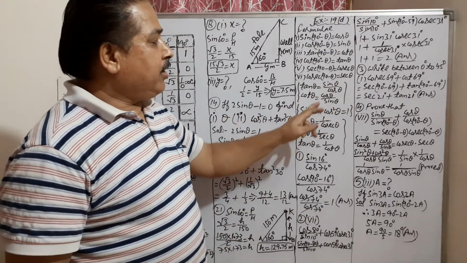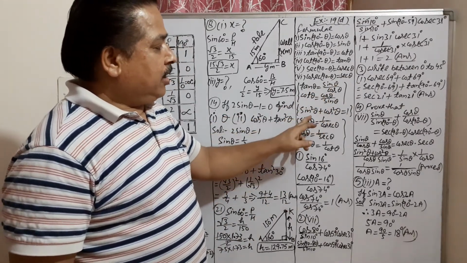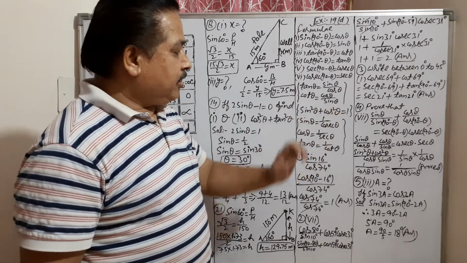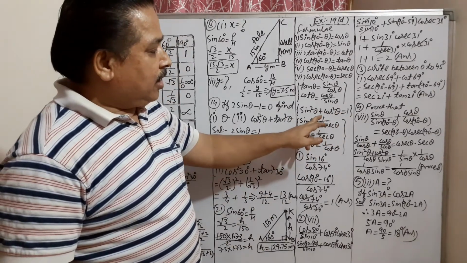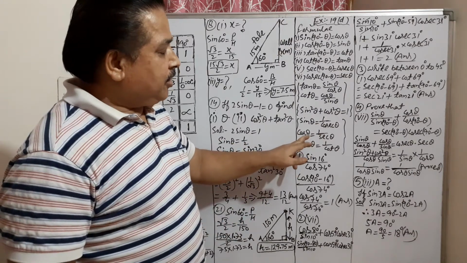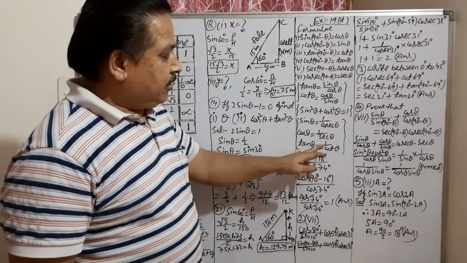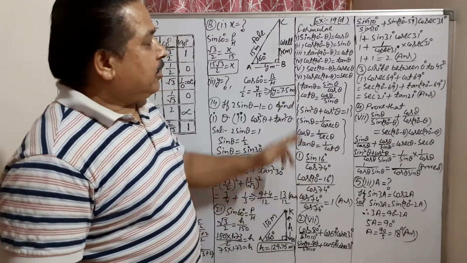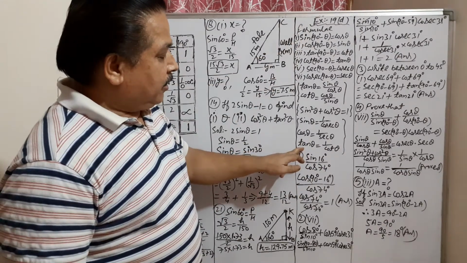Tan theta is sin by cos, cot theta is cos by sin, and sin square theta plus cos square theta equals 1. And sin theta you can write as 1 upon cosec theta, cos theta you can write as 1 upon sec theta, tan theta you can write as 1 upon cot theta. So all these are the formulae till here.